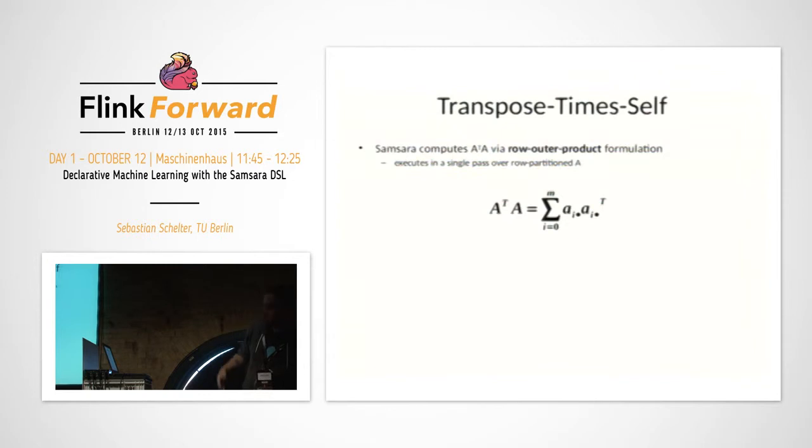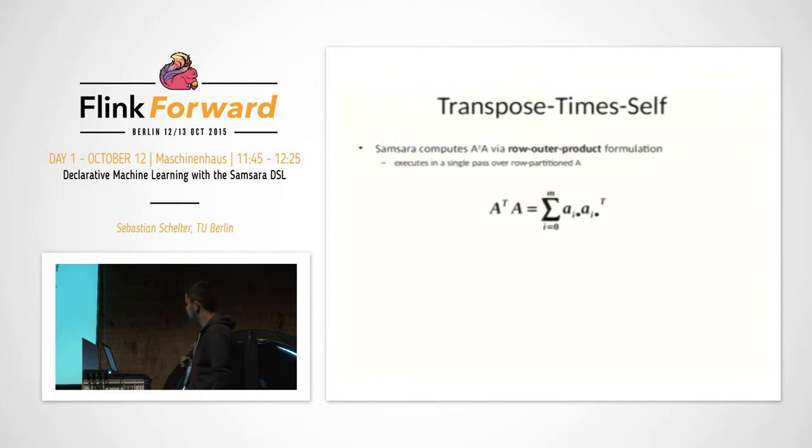The mathematical approach which Samsara takes for this transpose times self style matrix multiplication relies on the so-called row outer product formulation of matrix multiplication. There are many ways to do matrix multiplication, and depending on how your data looks and how it's partitioned, one or the other might be better. Now, the trick that we're using here is that if you look at A transpose A, you can basically take every row of A, compute the outer product of the row with itself, and sum up all the results. That also gives you A transpose A.